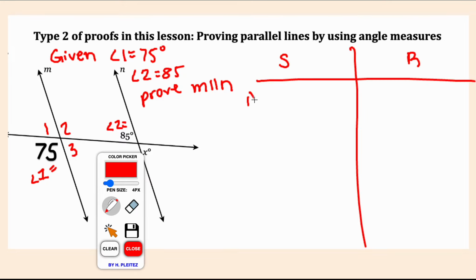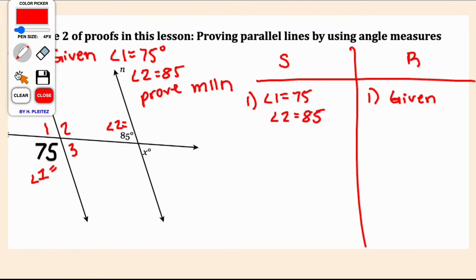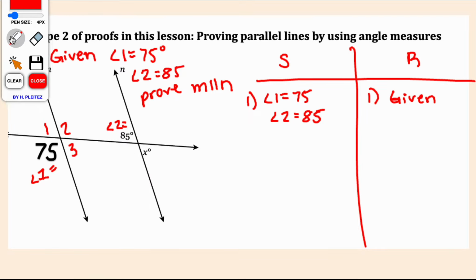Write down our given information. Here we have a couple things. Angle 1 is 75. Angle 2 is 85. Got to make sure we're writing both of those. And our reason is just given. Wonderful. Okay. So our next step is to try to use what we can, right?